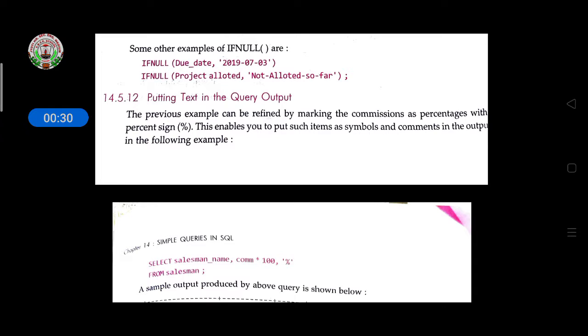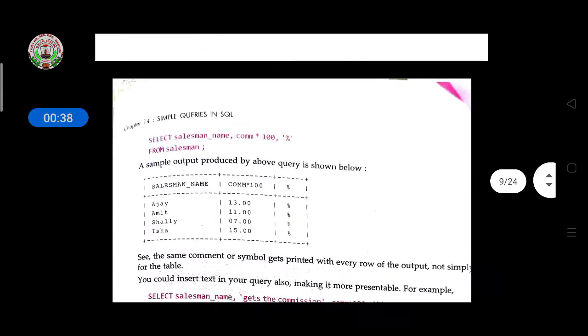So if you want to add any text in this table or in this database, then this command you have to use. Select salesman name, it is given here, then commission column you are given, and then percent sign is given there. Percent sign from salesman, salesman is the table name. So if you want to add this percent sign, it will be added in all the records.